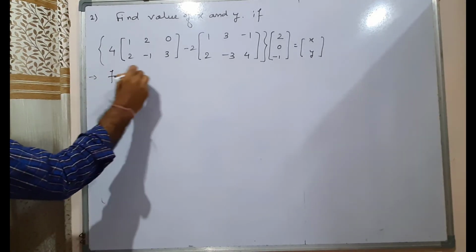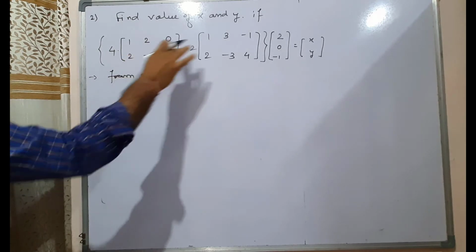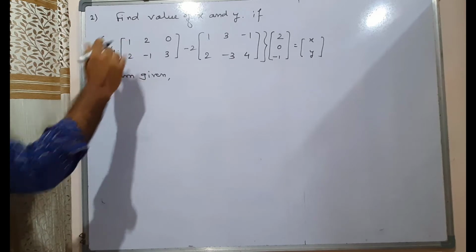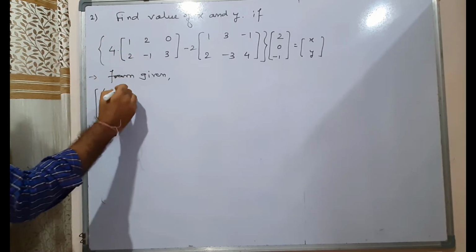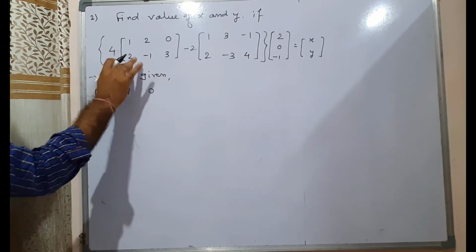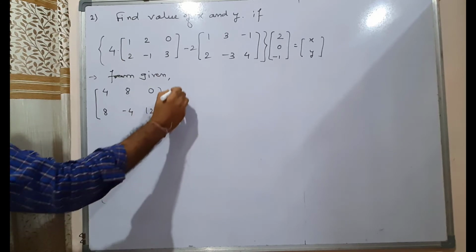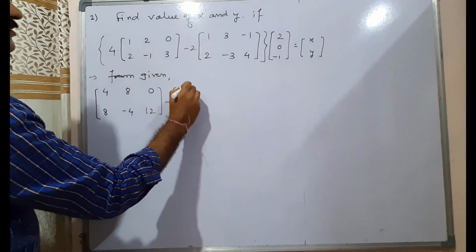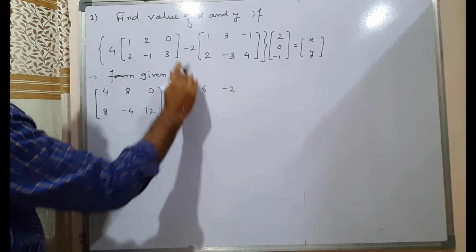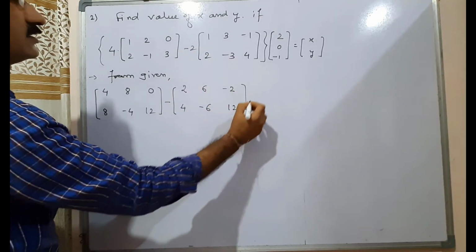From the given, first you take multiplication of 4 with the whole matrix, and multiplication of 2 with the whole matrix. Multiply first with 4: 4 into 1 is 4, 4 into 2 is 8, 4 into 0 is 0, again 4 into 2, then minus 4, and 12. Now multiply with 2: 2, 6, minus 2, 2 into 2, 4, minus 6, and here 12.